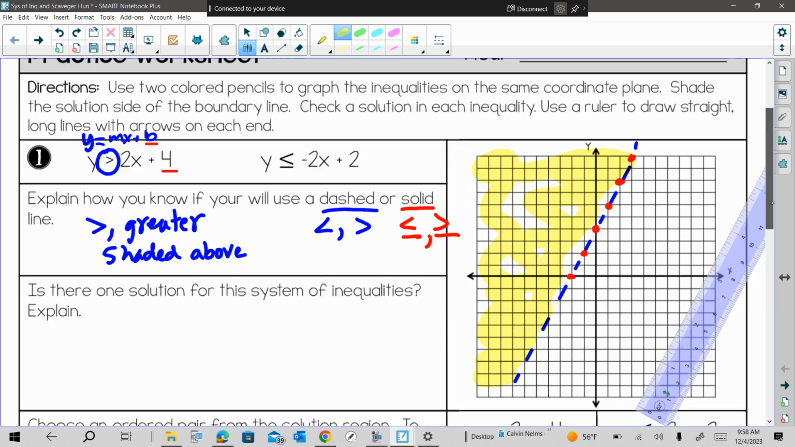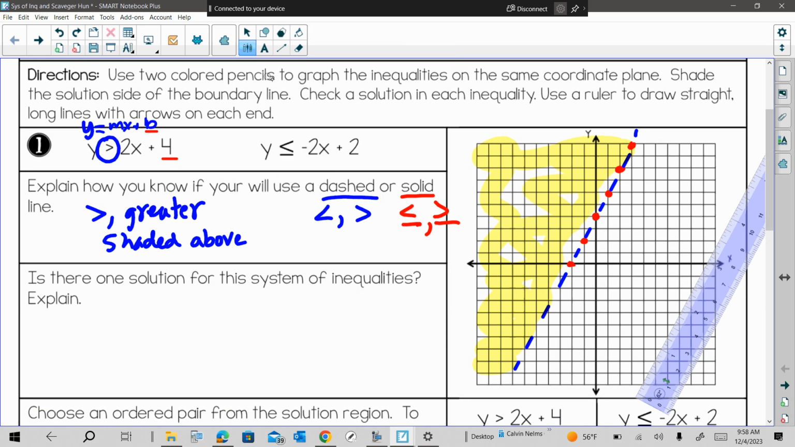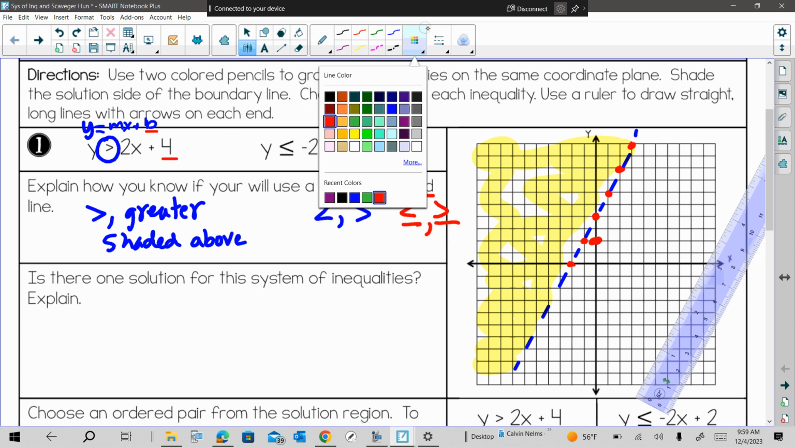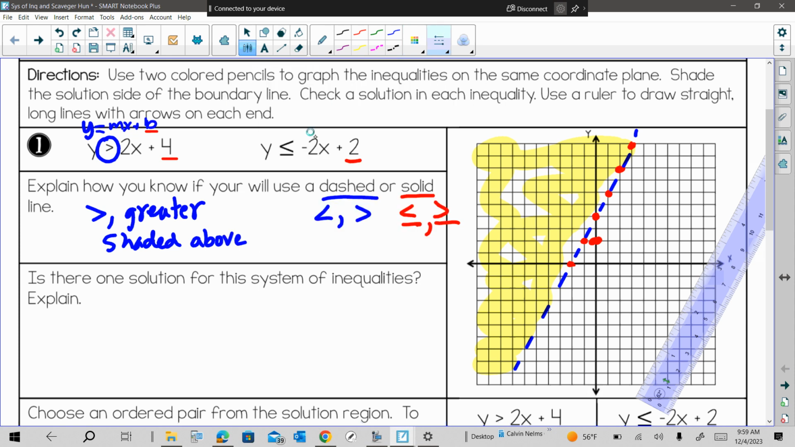We're going to also graph the second one. Y is less than or equal to negative 2x plus 2. We need to start with the plus 2, so a point on the y-axis at 2. The slope here, this m, is negative 2 over 1. So now we're counting down to the left 1, or up 2, down to the right 1, or up to the left 1.